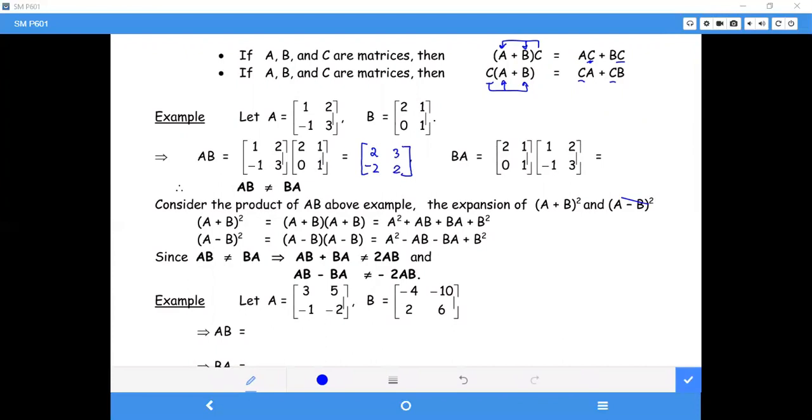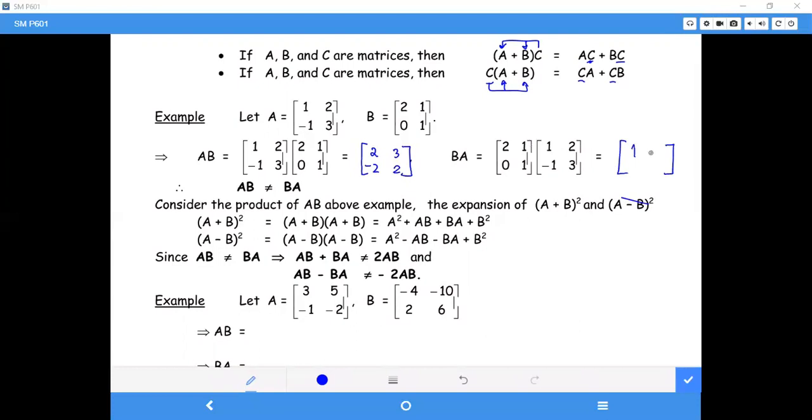Let's find BA. If we switch the order, we move B to the front, we move A to the back. Okay, let's find it. 2 times 1 is 2. That is -1. So 2 minus 1 is 1.